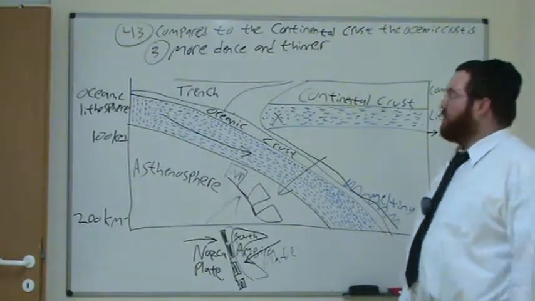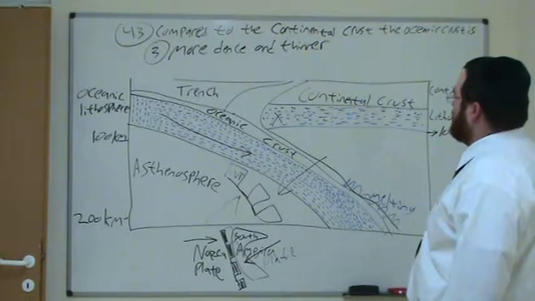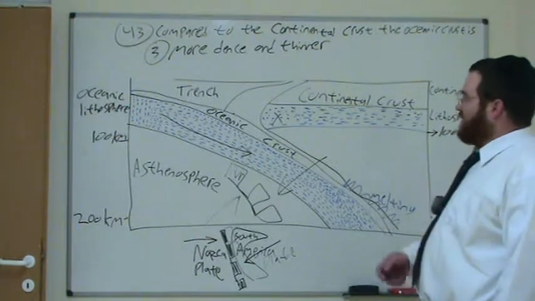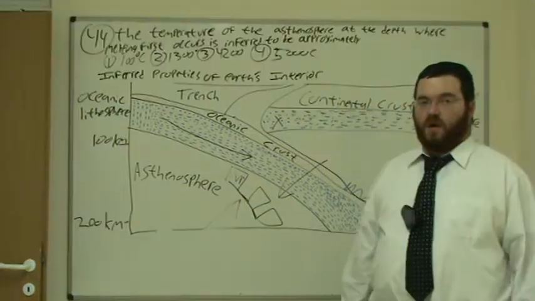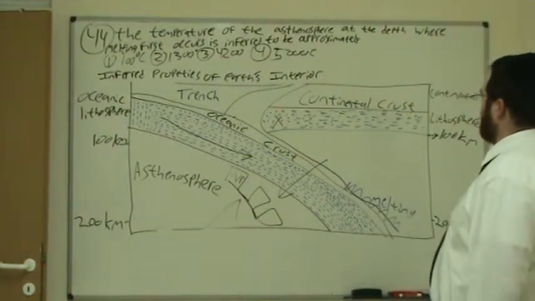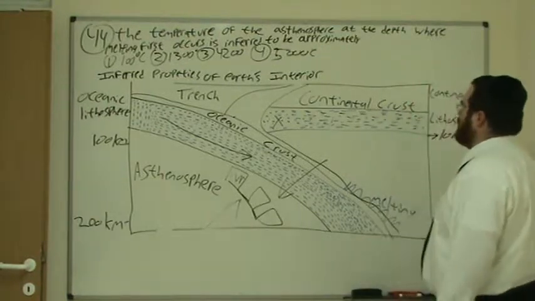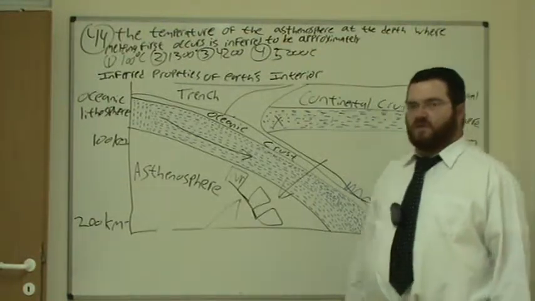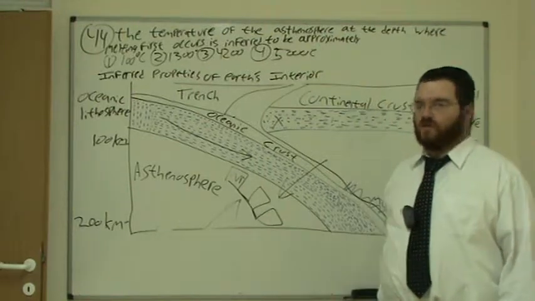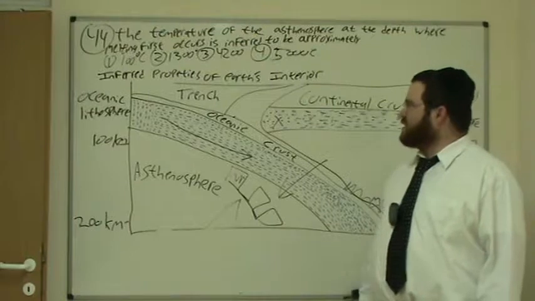Question 43. Compared to the continental crust, the oceanic crust is more dense and thinner. Question 44. The temperature of the asthenosphere at the depth where melting first occurs is inferred to be approximately how many degrees Celsius? We give you 4 choices, between 100 degrees Celsius and 5,000 degrees Celsius.